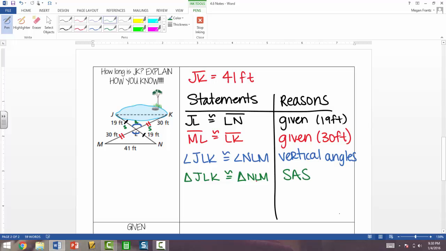Now once I know that, all of the parts that match up also have to be the same. So I can say that MN and JK have to be the same length because of CPCTC. That congruent parts of congruent triangles are congruent. So that's how I know that JK is 41 feet.